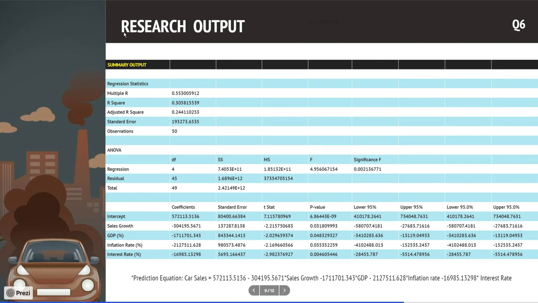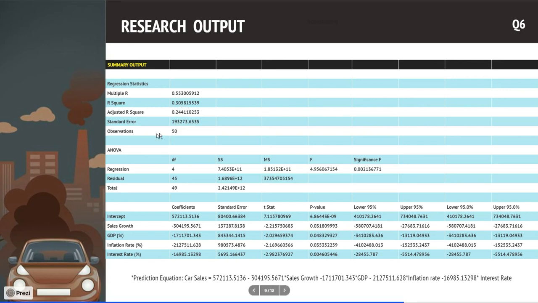So here is my summary of research output. We can clearly see that the coefficient of determination, denoted by R square, is a key output of regression analysis. Analysis of the regression results of the Malaysian automotive industry reveals that the R square is 0.306. The value of R square 0.306 indicates that 30.6% of the variance in Y is predictable from X.